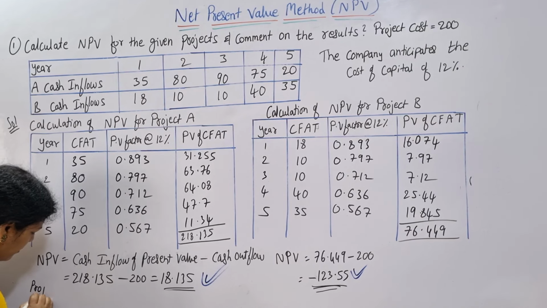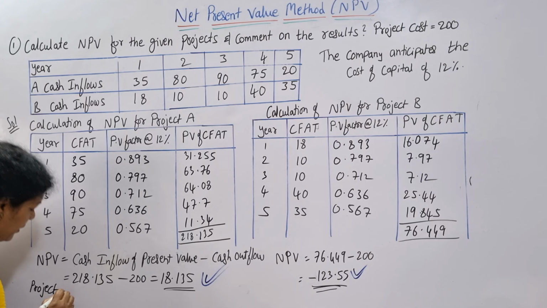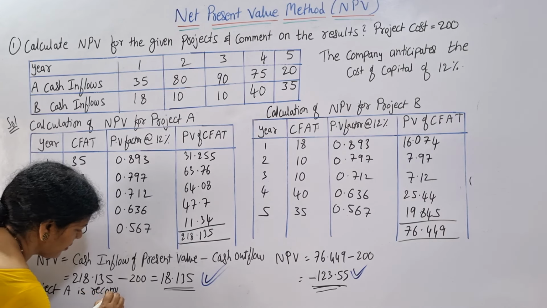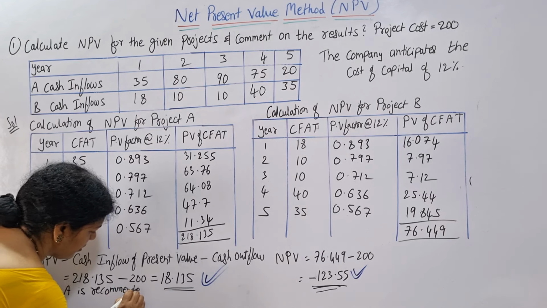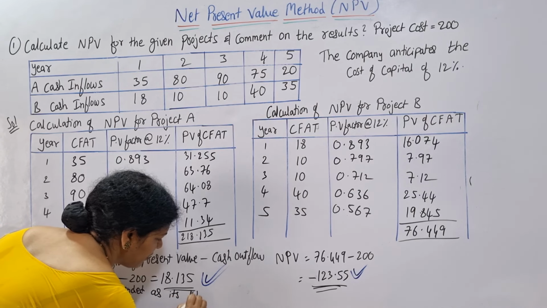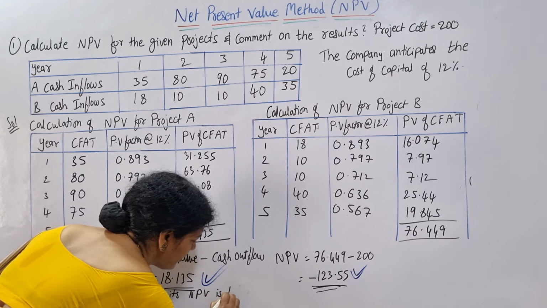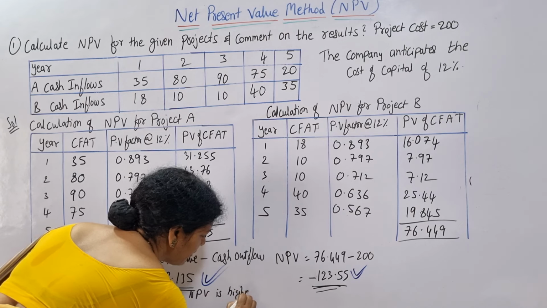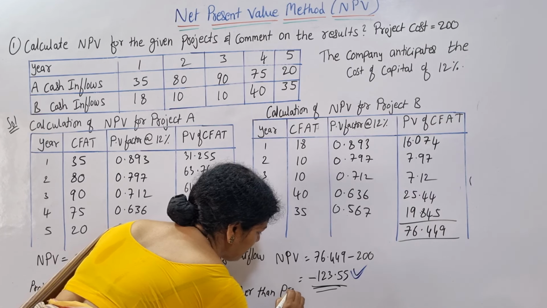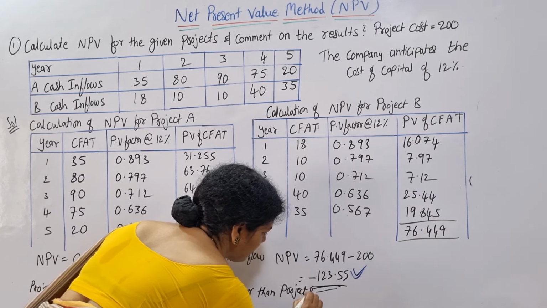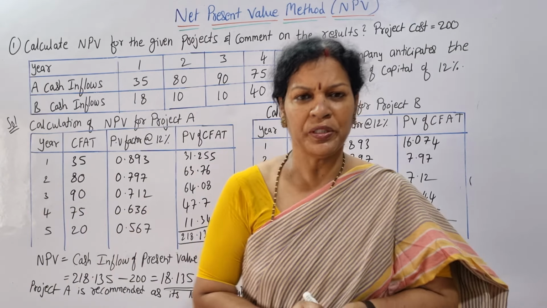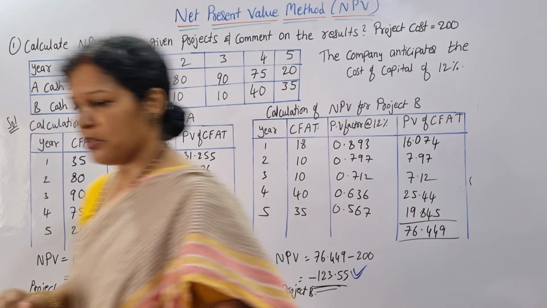Project A is recommended as its NPV, net present value, is higher than project B. So this is how to write the comment lastly. Hope it is clear. Take a screenshot.